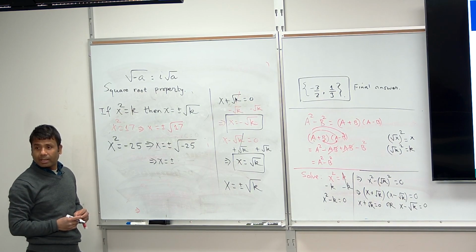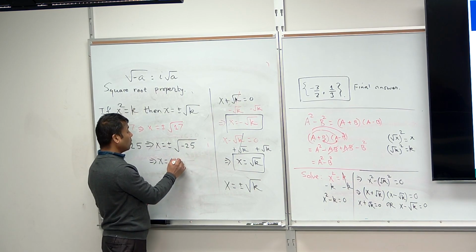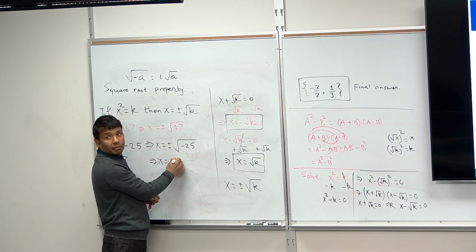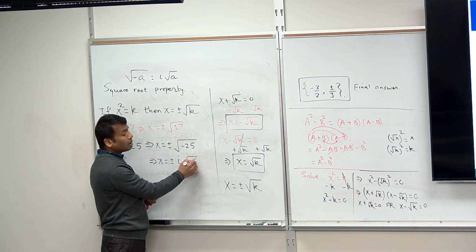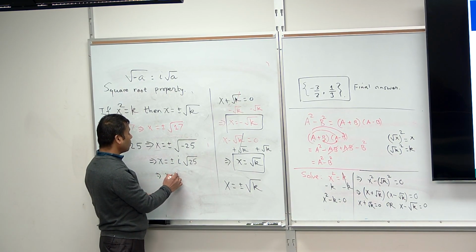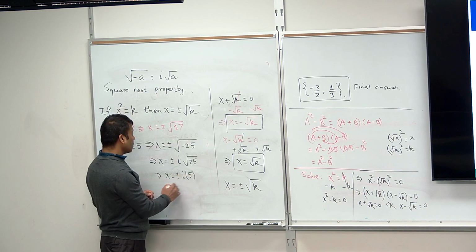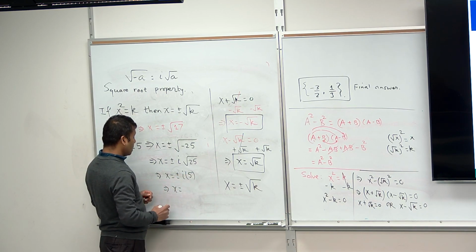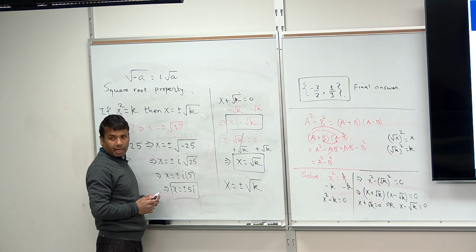Is that right? So now you have the radical of negative 25. So what will this be? i radical 25. So now that will be x equal to plus or minus i radical 25. So what is radical 25? 5. So now you see it would be x equal to plus or minus 5i. Did you get it?